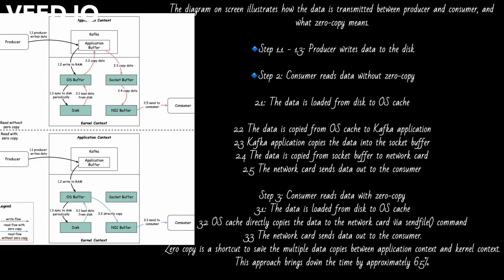Zero copy is a shortcut to save the multiple data copies between application context and kernel context. This approach brings down the time by approximately 65%. That is the main reason Kafka is so fast.